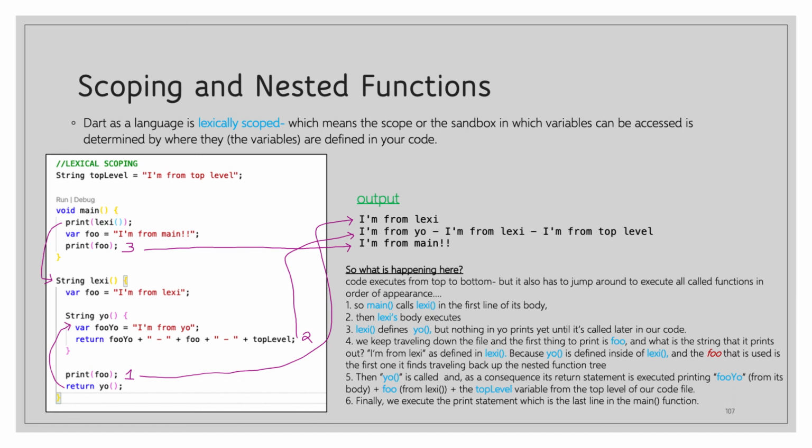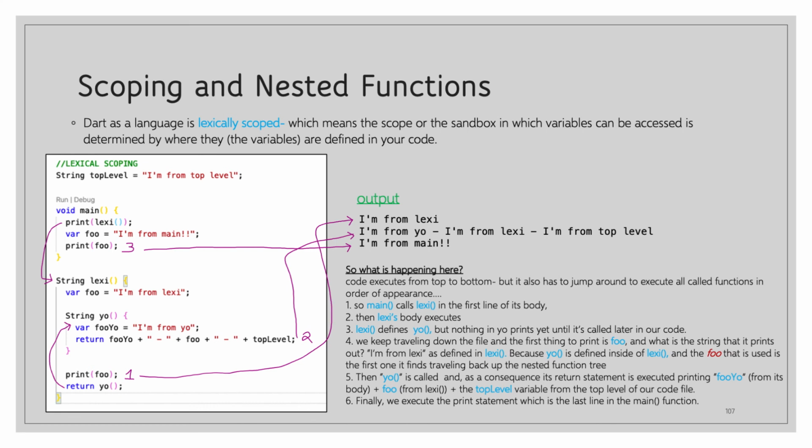So, what do we have here? We have a top-level string called top level. "I'm from the top level." Then we have our main function. Inside of main, we are printing lexi, which is a function outside of main. Then we have foo, a variable string, and then we print foo.